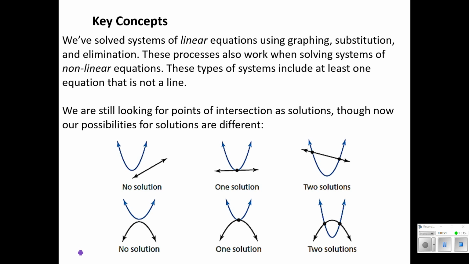And as we saw in the introduction, we're still looking for where the graphs intersect, although now we could have different types of solutions. It's not just going to be 1 point, no points, or infinitely many. Here we could also have 2 solutions, and you can see it just deals with the bending of some of those graphs.